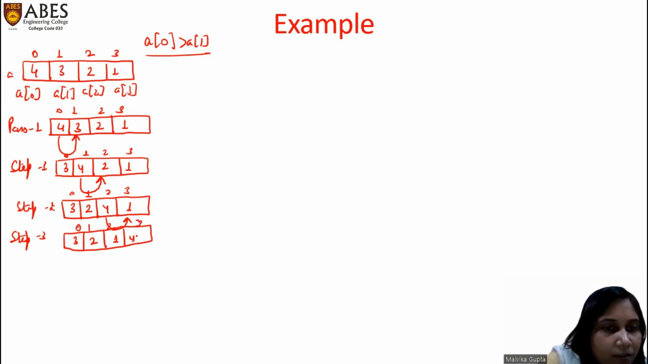Now you can see that for 4, we don't have any other element to be compared with. It means 4 has been fixed to its position. It has reached the position where it is expected to be, so we can fix it from over here.